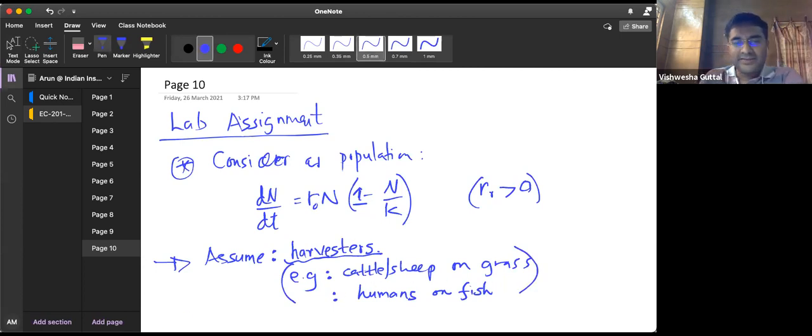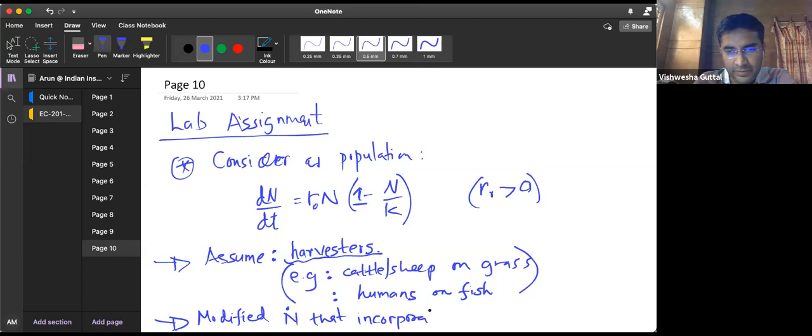And now the assignment for you is: write a modified model for N dot that incorporates harvesters. Is the question clear?